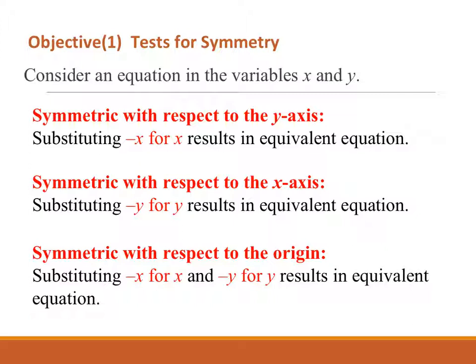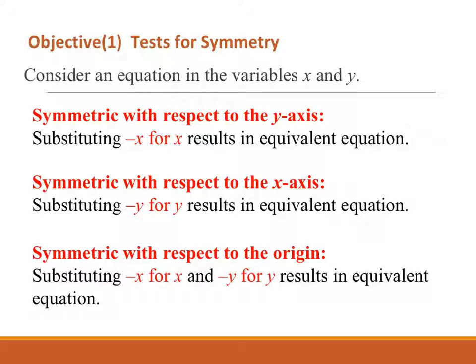The first objective is to test for symmetry. Consider an equation in the variables x and y. Symmetric with respect to the y-axis is by substituting a negative x for x results in an equivalent equation. Symmetric with respect to the x-axis is substituting a minus y for y results in an equivalent equation. And symmetric with respect to the origin is substituting negative x for x and a negative y for y, and the results are equivalent for both equations.